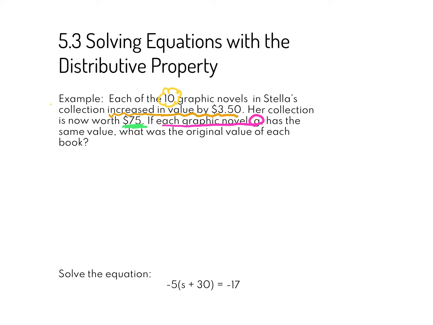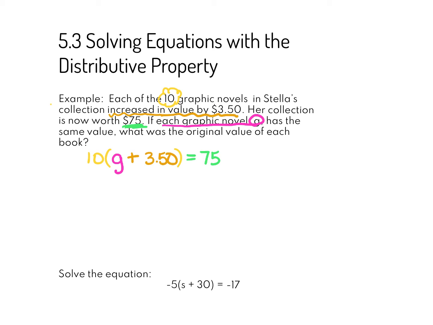We know that the value of each book increased, so that's plus $3.50. What we also know is that there's 10 of them. So we're going to take that original value plus $3.50 and multiply that by 10. It's now worth 75. So what we've done is we've created an equation, but there's parentheses involved.